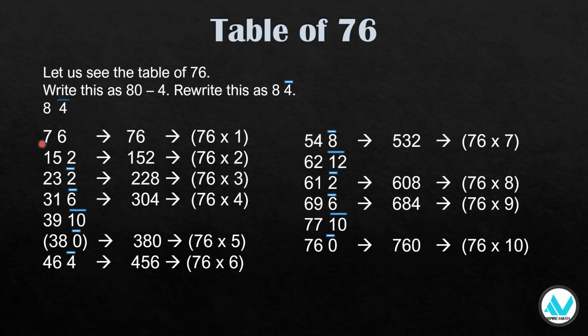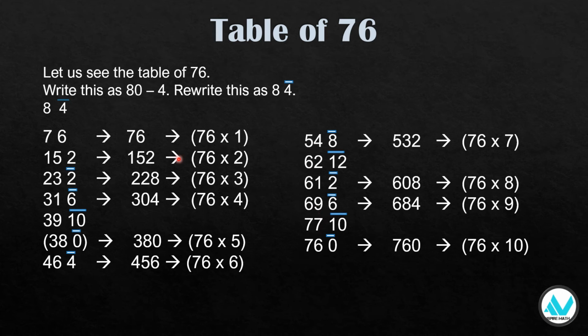Now where addition is possible, let us add, and where subtraction is possible, let us subtract. Now first case, 7 plus 8 is 15 and 6 minus 4 is 2. 15 plus 8 is 23, 2 minus 4 is bar 2. 23 plus 8 is 31, bar 2 minus 4 is bar 6. In a similar manner, let us finish the entire table.